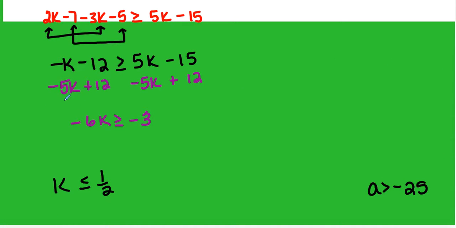We have to isolate the k, so we are going to divide both sides by a negative 6. When we divide an inequality by a negative, we have to flip the direction of the sign. So that would give me k is less than or equal to 1/2, which was how we got that answer.